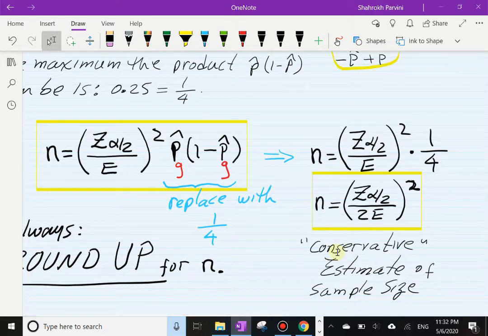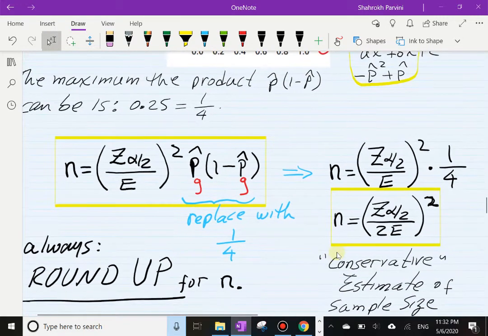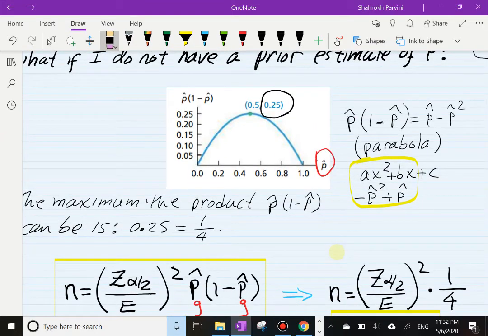The product in our research, in our work, may not be, in other words, as high as we think it is. So in that sense, it's conservative because it gives us more than what we need. But with sample size, you can never have enough. The more the merrier, the better. Okay. So there we have that one, and let me erase this one.